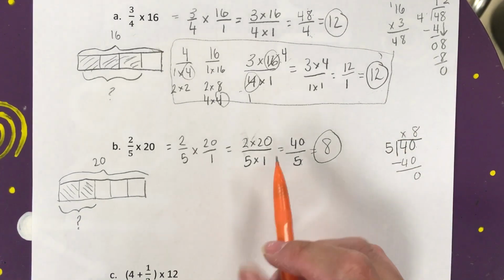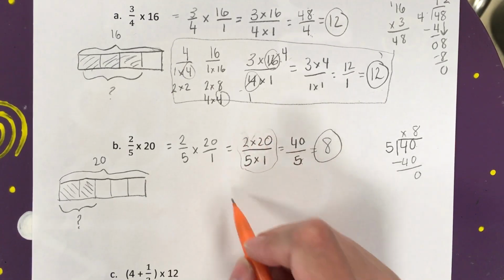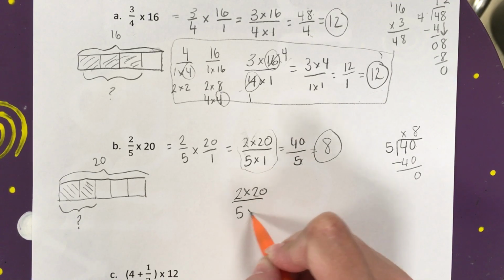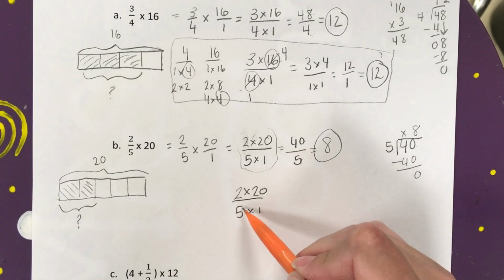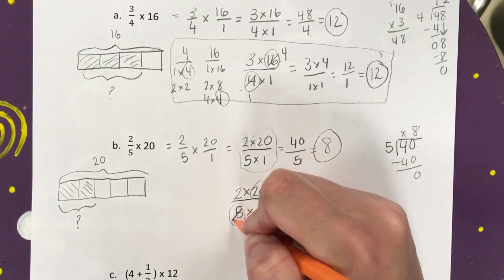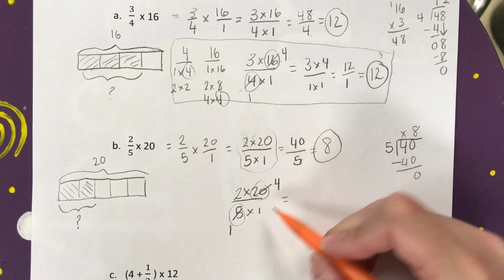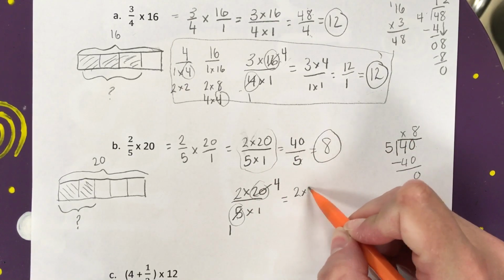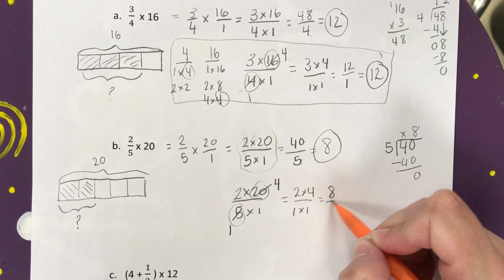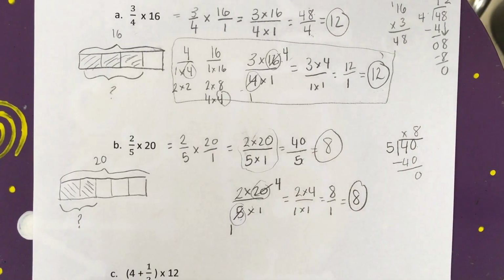If you wanted to try the common factors, that would get back to this step here, 2 times 20 over 5 times 1. I look for something that has common factors, and it would be the 5 and the 20. I can do 5 divided by 5, which changes that to 1. 20 divided by 5 is 4. So here I have 2 times 4 over 1 times 1. That ends up being 8 over 1, which I know is 8 whole if you solve it that way.